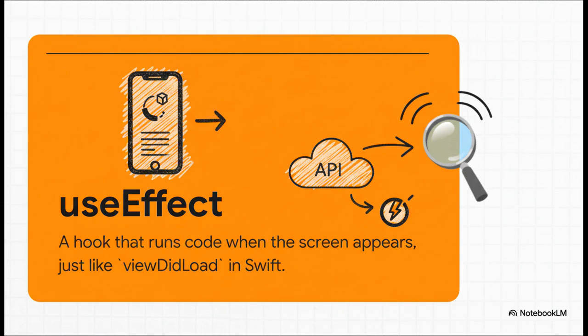Next up, useEffect. This hook is basically our trigger. It lets us say, hey, as soon as this screen shows up on the device, run this specific piece of code. And what code is that going to be? You guessed it, our data fetching function. For anyone coming from the iOS world, this is a lot like viewDidLoad.